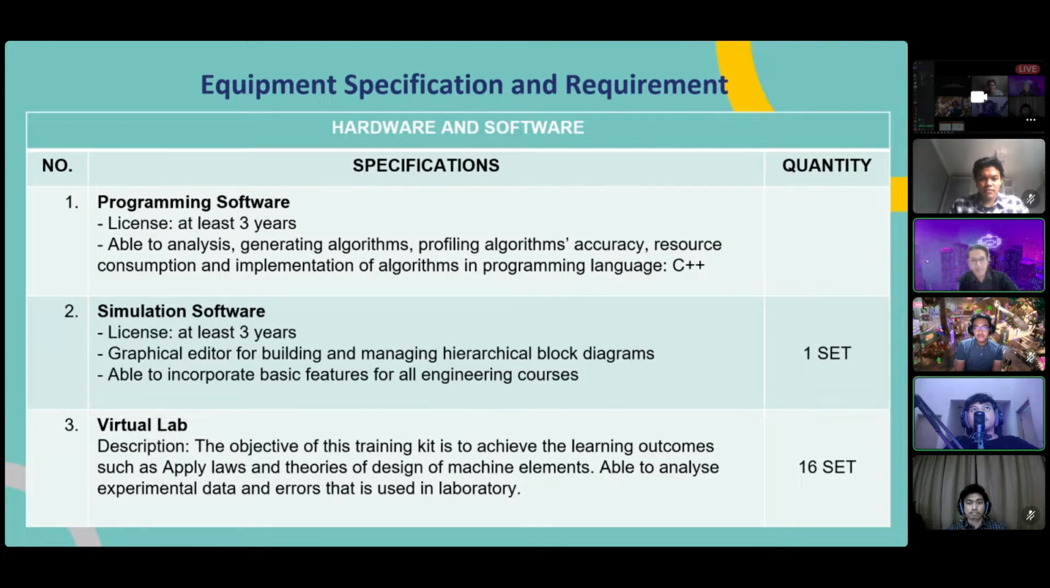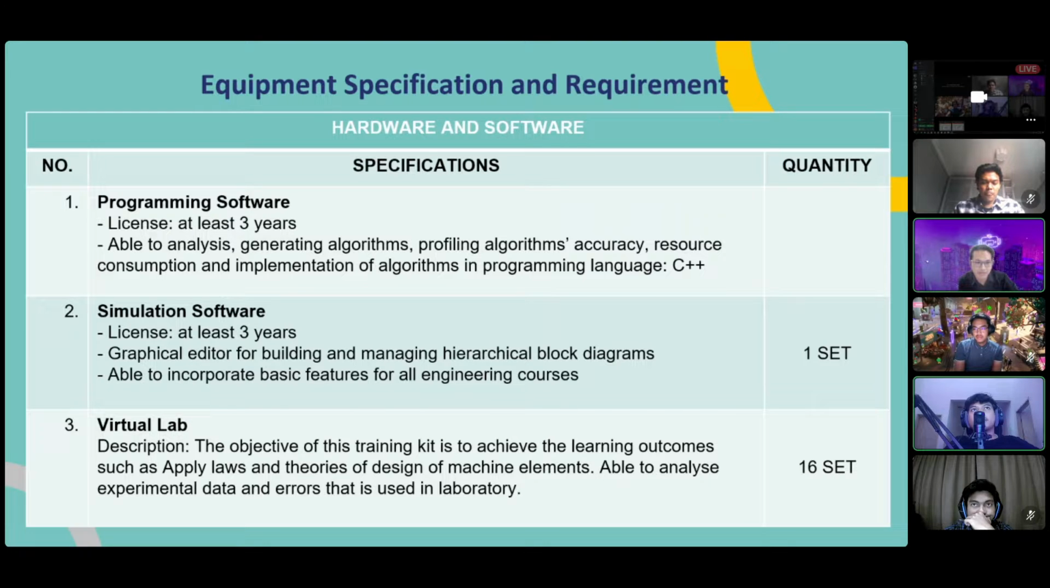Number one is programming software. We request a license of at least 3 years in this programming software, because we want the students to be able to analyze theoretical algorithms and use all the programming languages they learn. Next is the simulation software. Also, the license we request is at least 2 years. This is for the students to make simulations for the laboratories.